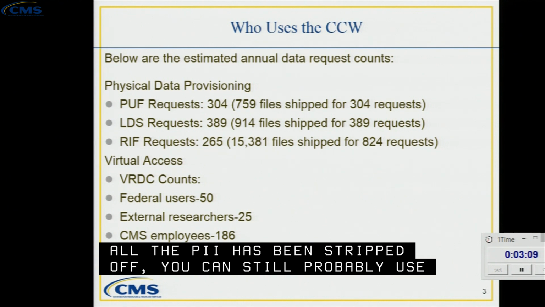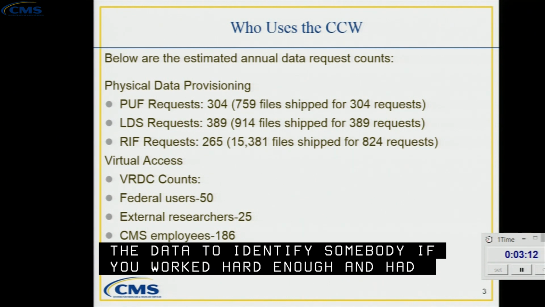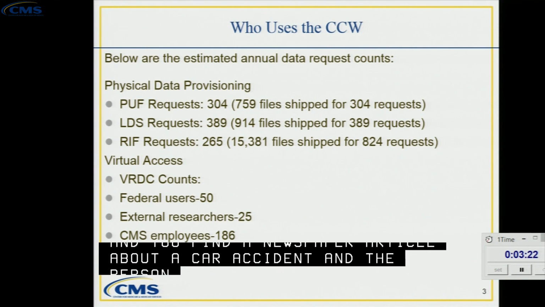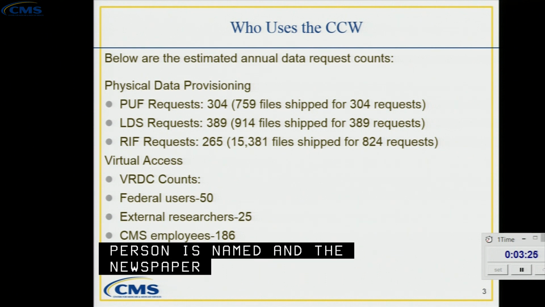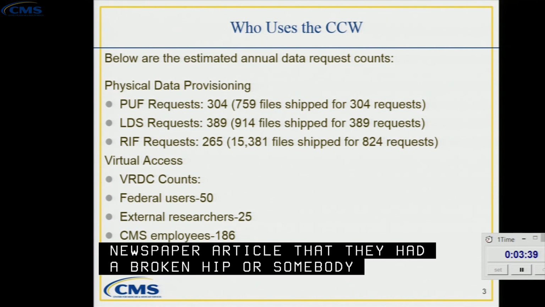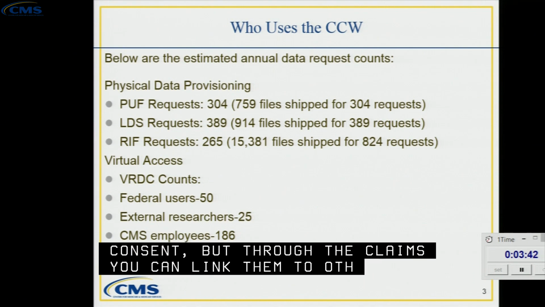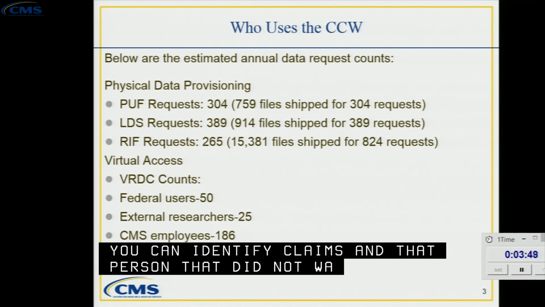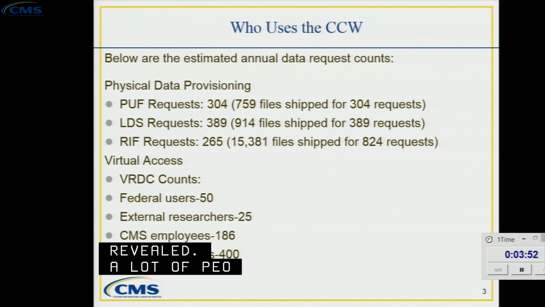So for instance, if you see a Medicare claim and somebody was hospitalized with a broken hip and a broken wrist, and you find a newspaper article about a car accident where the person is named and the article says they had a broken hip and a broken wrist, you've just identified that person. That person clearly disclosed what they had, or somebody gave consent, but through the claims you can now link them to other services they had that they didn't consent to be revealed. So you can identify claims that they did not want revealed, which is usually the situation you get into. A lot of people consent to revealing certain elements of their healthcare utilization, but not others, and when you put everything in a database, you're going to link them together, and that's the issue.